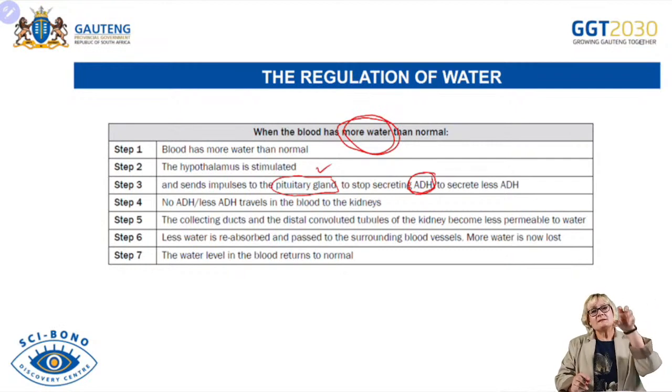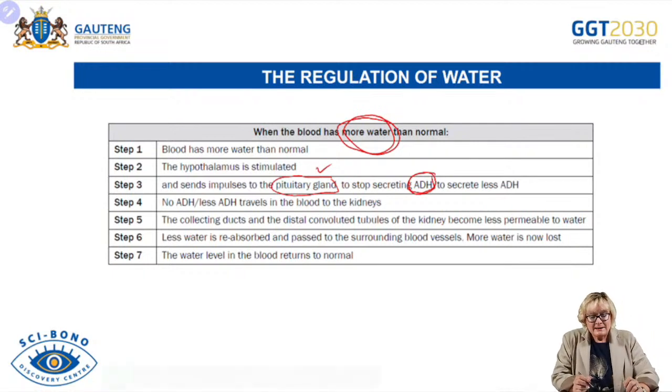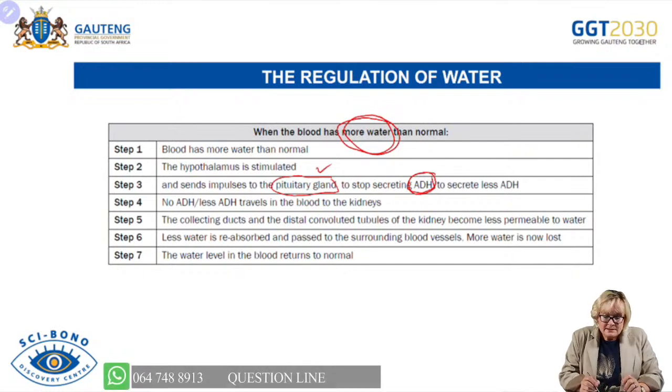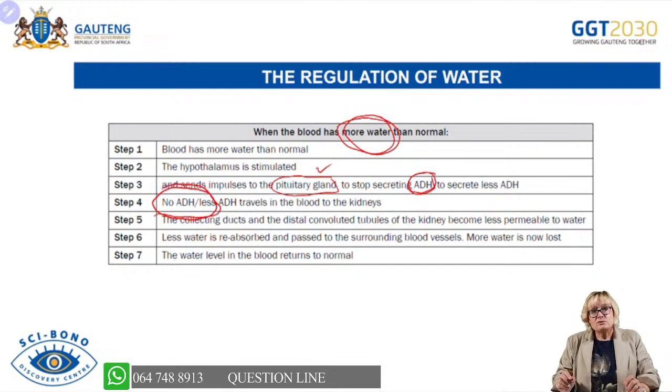So the water that's now in the nephron, your body wants that to leave the body, not to be reabsorbed again. So no ADH or less ADH travels in the blood to the kidneys. It's important for you to know that. The collecting ducts and the distal convoluted tubules of the kidney become less permeable to water. So now they're not going to allow the blood capillaries to reabsorb that water again.